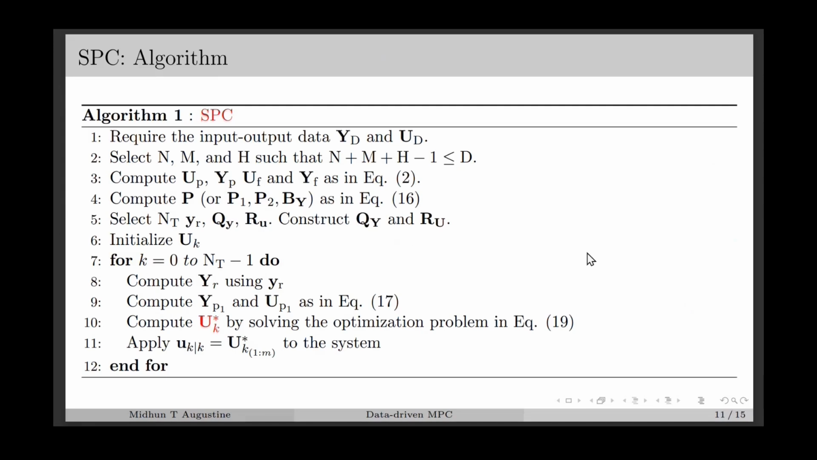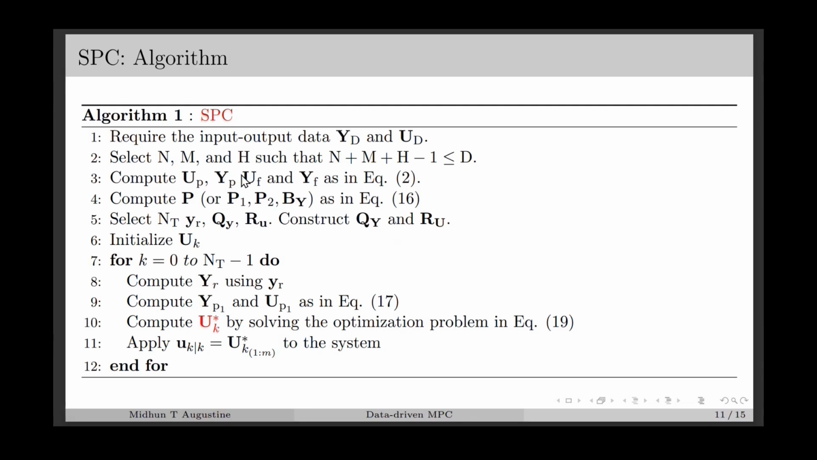Algorithm 1 summarizes the steps for implementing SPC, in which firstly we use the historical data or the training data, which consists of YD and UD, to construct the block Hankel matrices, which are UP, YP, UF, and YF, where the size of these matrices is defined by these parameters capital N, capital M, and capital H. You can normally select the past horizon or this capital M the same as the future horizon N. And even if we are using different values for N and M, the same algorithm can be used. But the only difference is that the size of these P1, P2 matrices will be different.